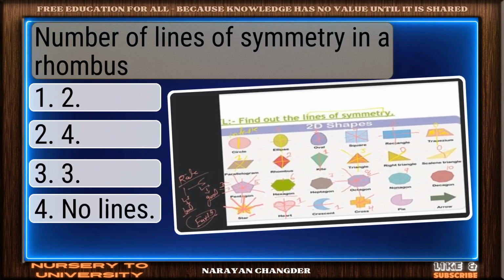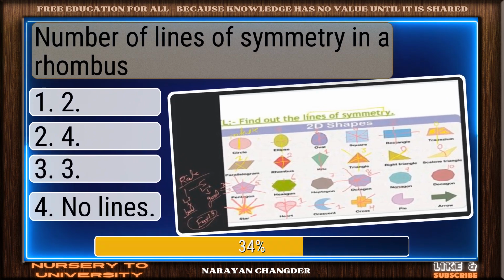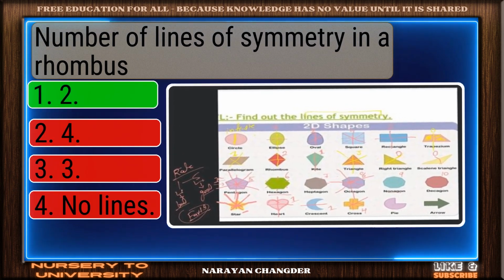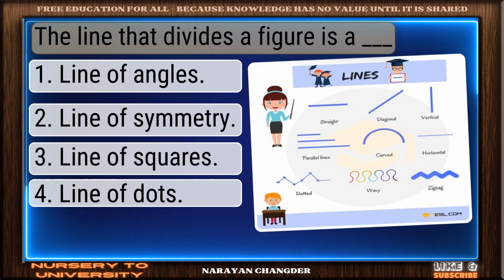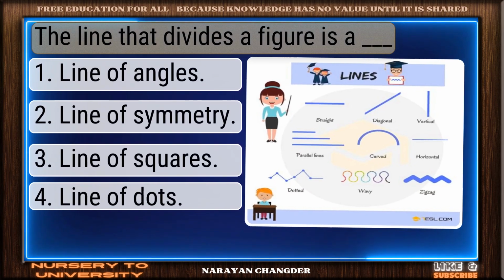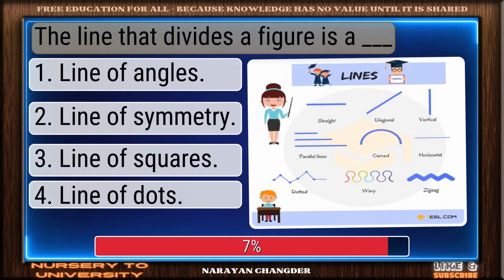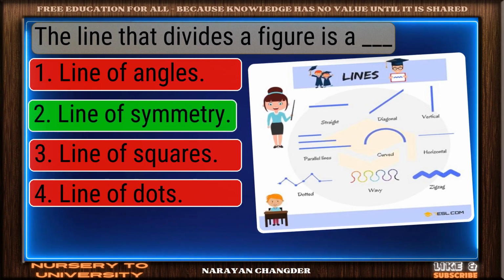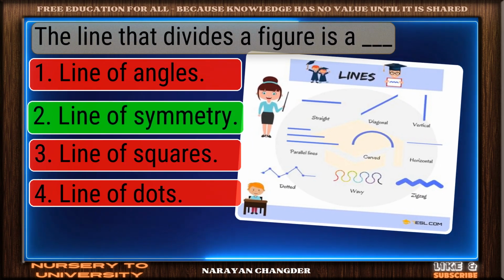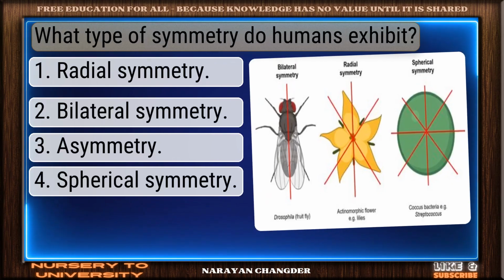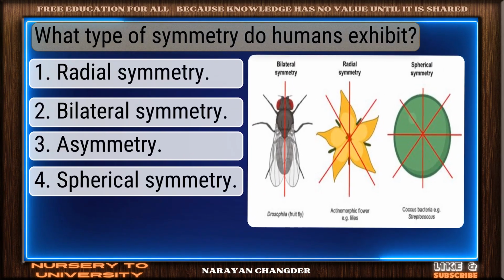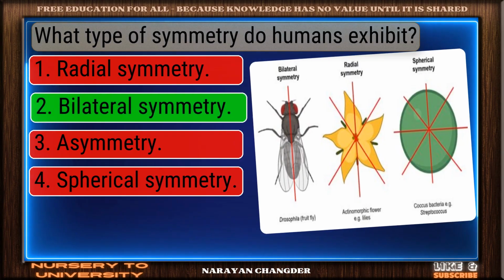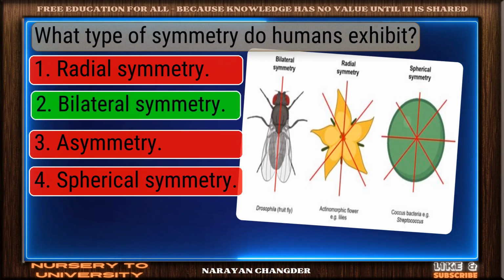Number of lines of symmetry in a rhombus? Right again. 2 is a valid answer. The line that divides a figure is a dash. Well done. Line of symmetry is the right choice. What type of symmetry do humans exhibit? Correct. Bilateral symmetry is the right answer.